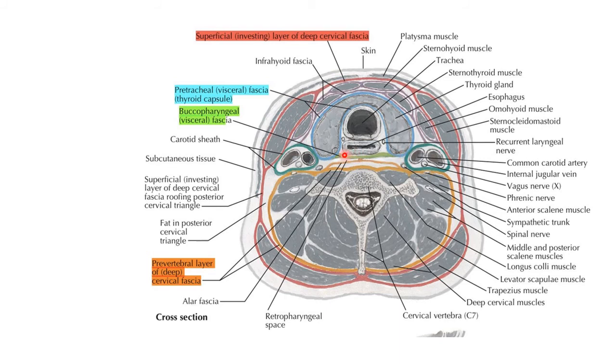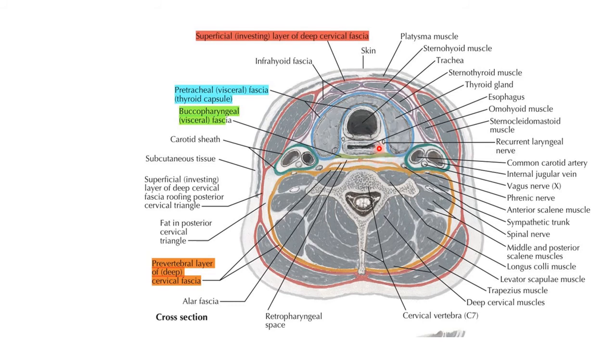Each lateral space contains retropharyngeal lymph nodes. An abscess may form due to infection in these lymph nodes. And when an abscess forms in the retropharyngeal space, there will be a paramedian bulge in the posterior pharyngeal wall.